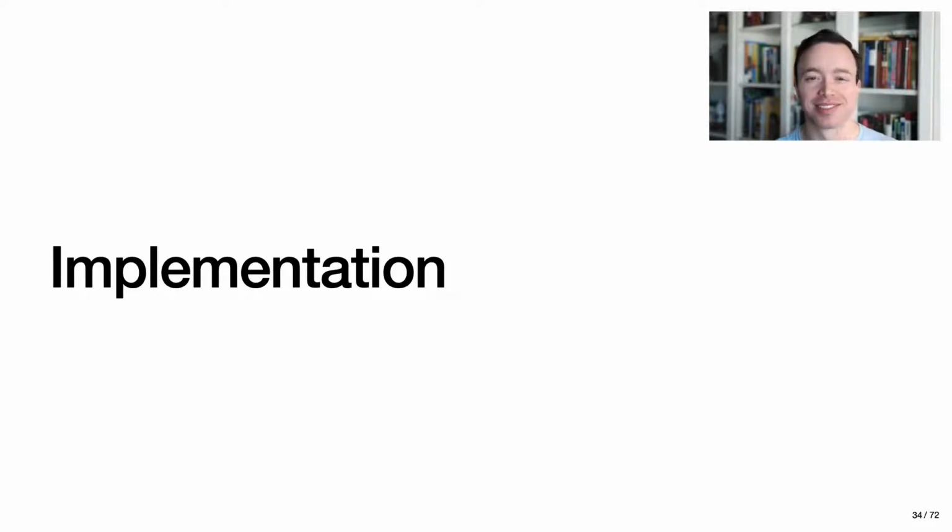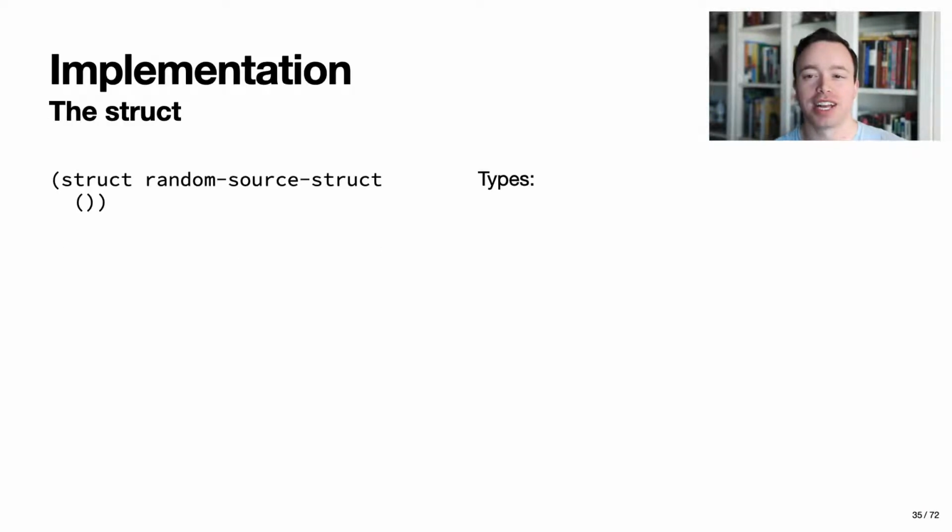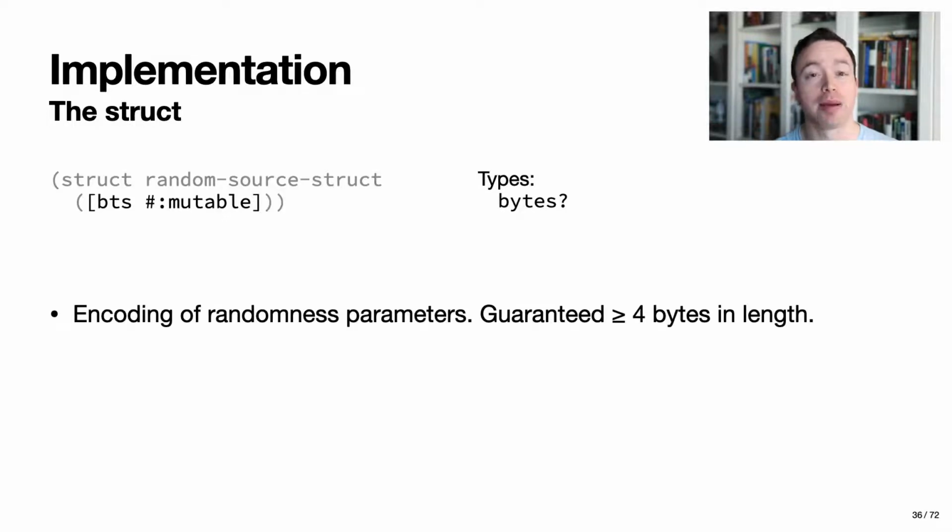Which brings us to the part of the talk where I tell you what we developed and how it works. The core functionality of Clotho's parametric randomness is handled by a struct. The struct, which we call the random source struct, consists of 4 fields. First, and perhaps most importantly, is the byte string, which contains an encoding of the randomness parameters we talked about in the Minesweeper example.